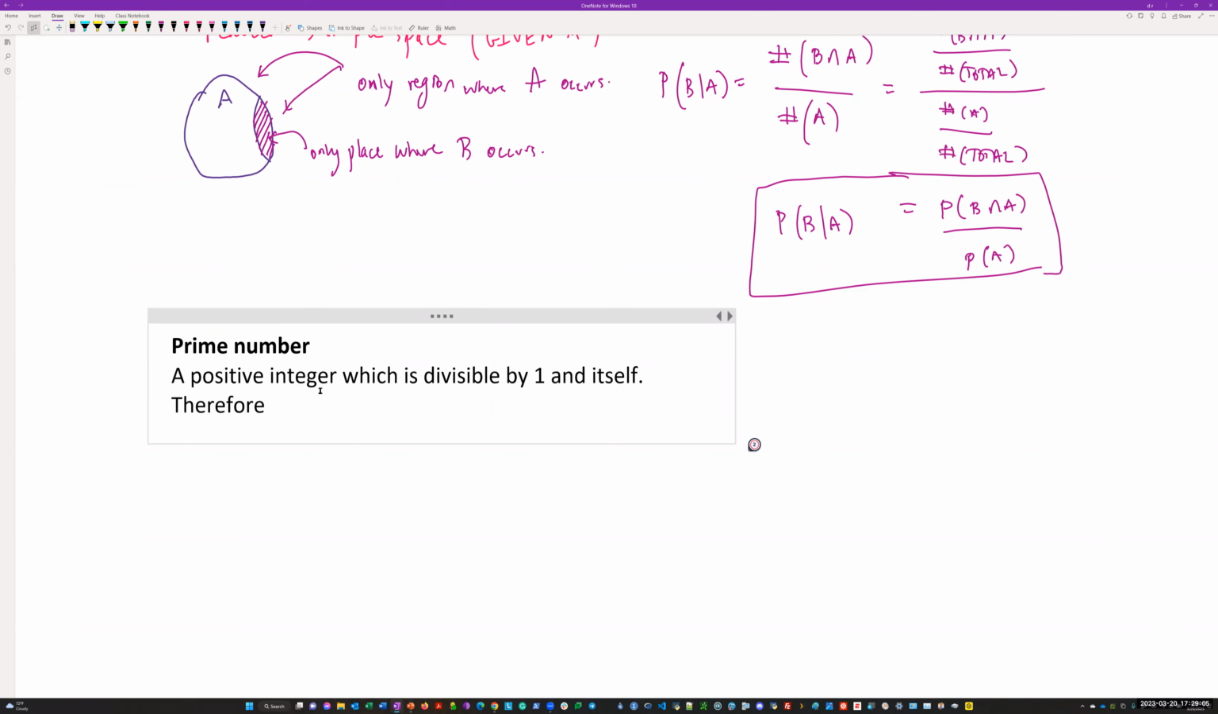Therefore, 2 is the first prime number. So in other words, like 2, 3, 5, 7, 11, 13, 17, 19, 23, 29, 31, etc. Does that make sense? Question?